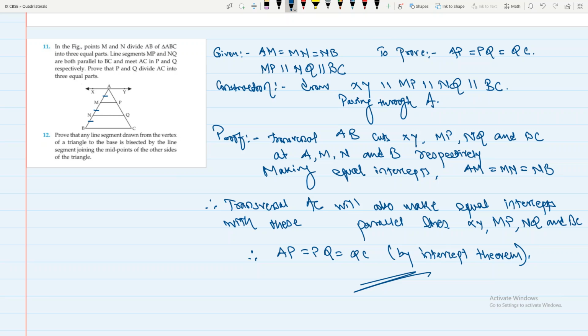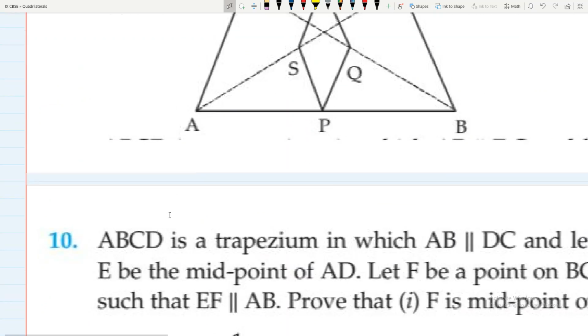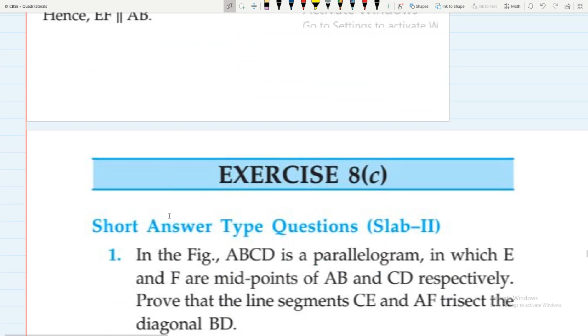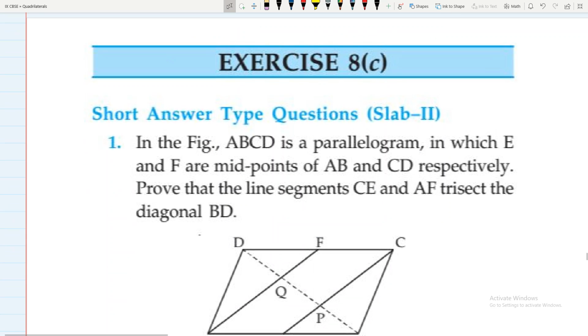Okay, so this was question number 11 of exercise 8C. Please let me know if there are any other doubts in exercise 8C. No, sir.